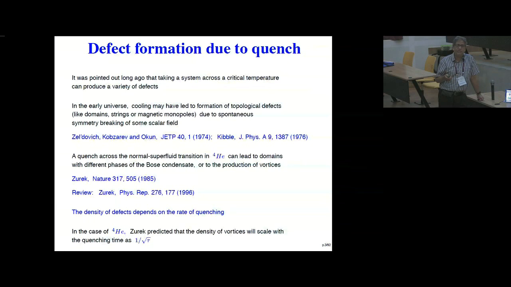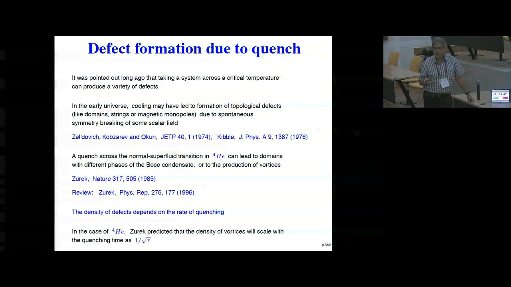Now these defects themselves can be of various dimensionalities. You can have domain walls, which are two-dimensional, strings, which are one-dimensional, or magnetic monopoles. Typically in the early universe, this would have happened due to the spontaneous symmetry breaking of some scalar field. We'll not discuss this, but this is the history of this subject. This was pointed out by some Russians first, and then there was some work by Kibble, who showed this more generally. Then it was pointed out that you can actually test all this in the lab. You can quench a system, helium-4, across the normal superfluid transition. And this can lead to domains, and different domains have different phases of the Bose condensate.